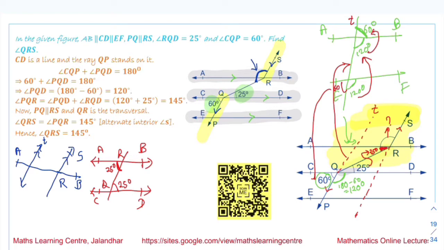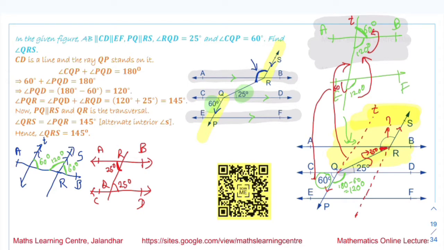Now from this figure, this angle over here is 60 degrees. So if this angle is 60 degrees, then this angle is also 60 degrees, and this angle will be 180 minus 60, that is equal to 120 degrees. So we have obtained the value of both the angles.